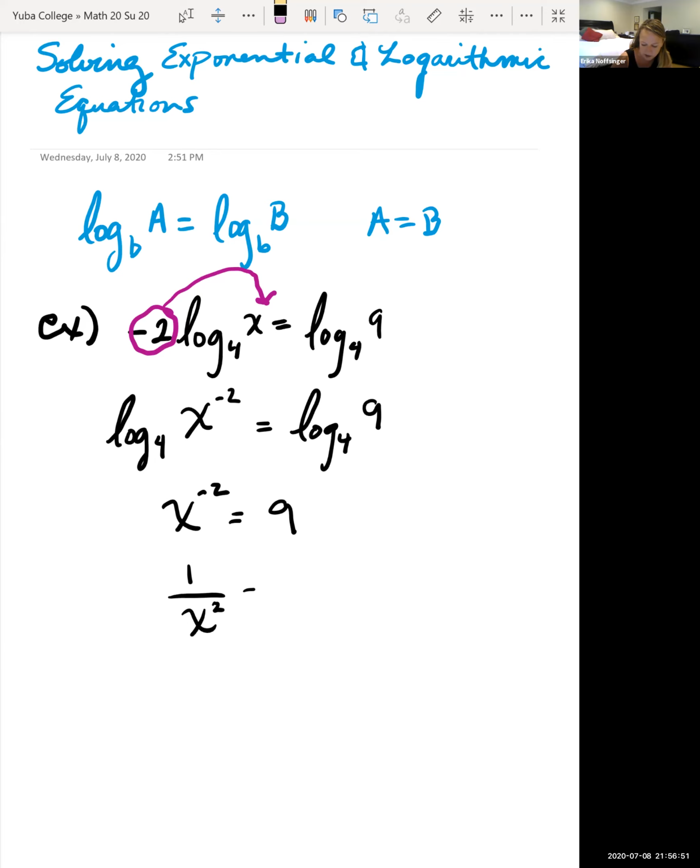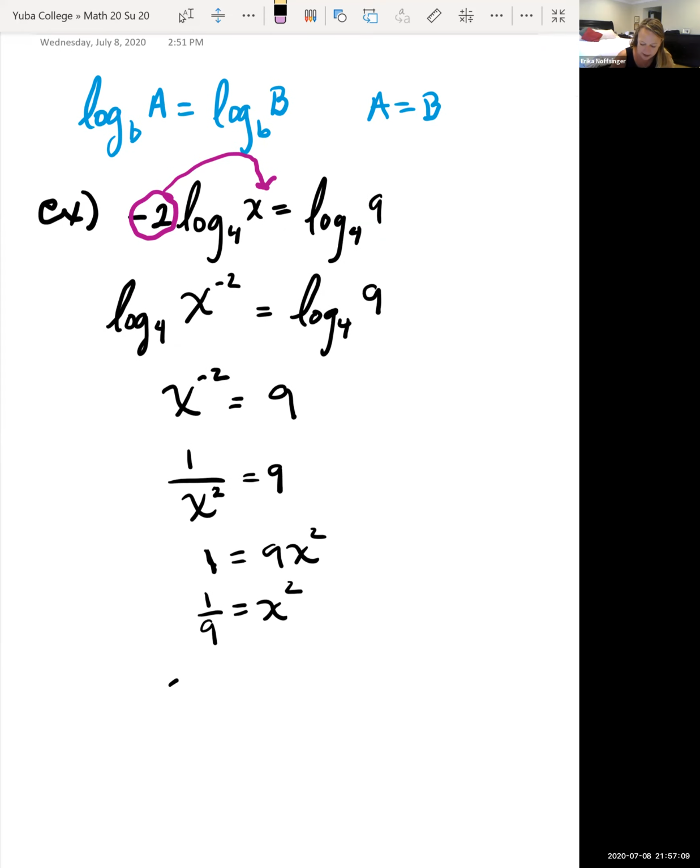So 1 over x squared equals 9. If I multiply both sides by x squared to clear my fraction, I get 1 equals 9x squared. Divide both sides by 9, we get 1/9 is equal to x squared. Take the square root of both sides. And so x is equal to plus or minus the square root of 1/9. Rules of radicals: we can look at the square root of the numerator over the square root of the denominator. So we get 1 over 3.